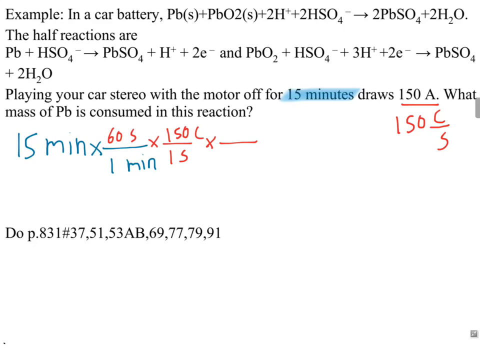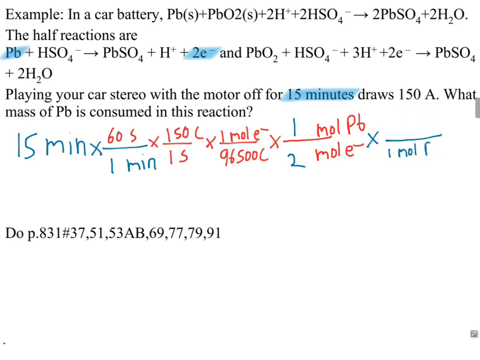Next, from coulombs, I'm asking myself, what can I convert to? Well, moles of electrons. That's Faraday's constant. Now I have moles of electrons. I better use my balanced chemical equation because it has moles of electrons in it. Use the half reaction. So it says 2 moles of electrons, 1 mole of Pb. And finally, we'll convert to grams and get our answer. So it is 140 grams of Pb, lead.